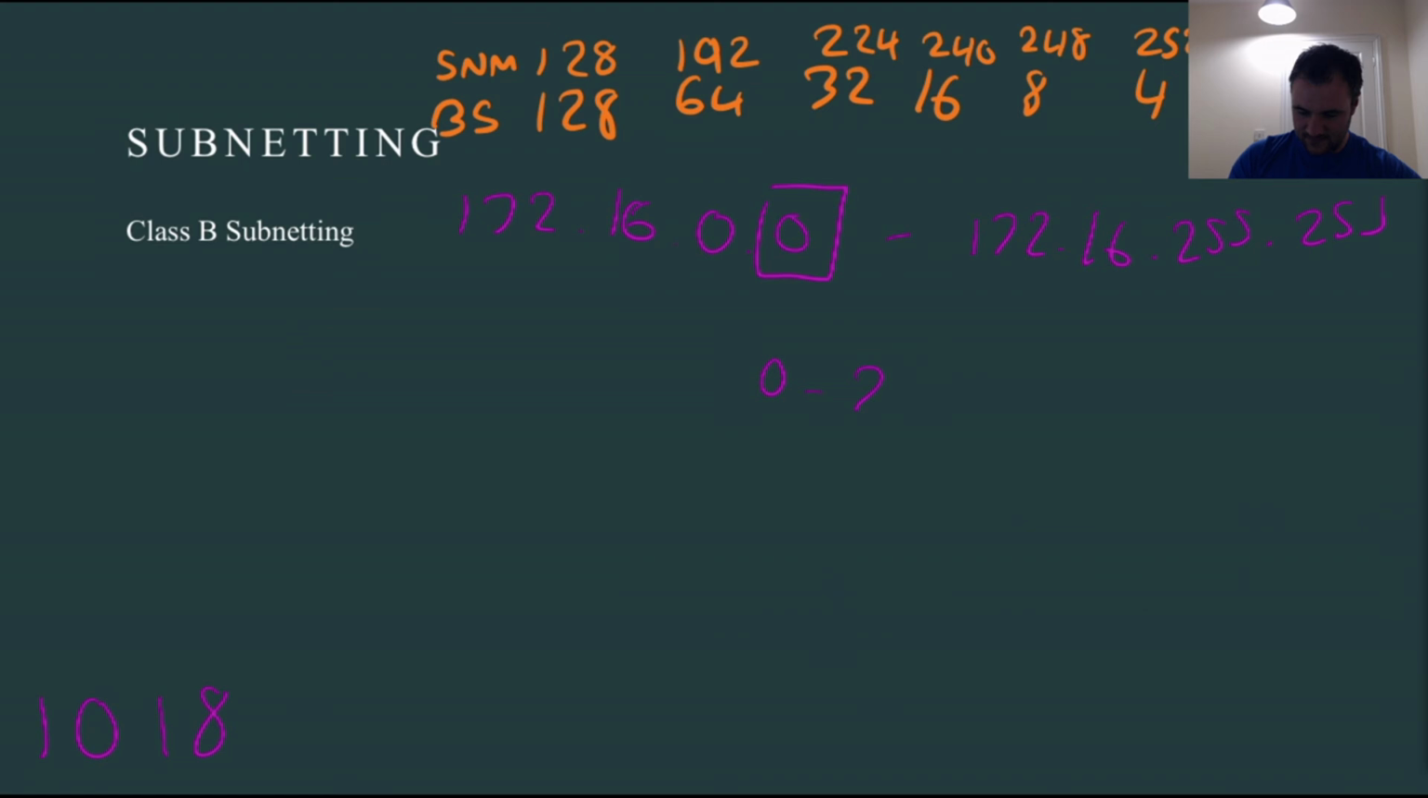Let's just go back. Right, so magical number 1018. I'm going to use my magical table, but not on the last octet. I'm going to be using it on this octet here, because it's class B subnetting now. So if I start writing down networks, I can work out what numbers I'm working within, and how many hosts are going to sit within each network.